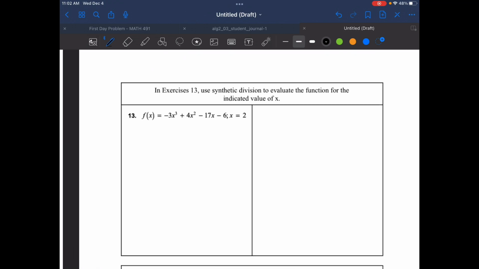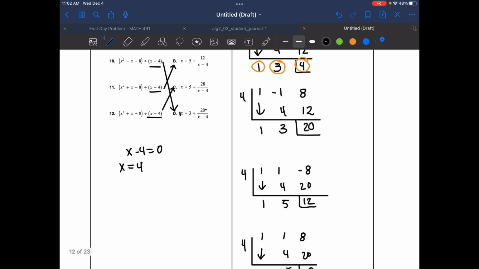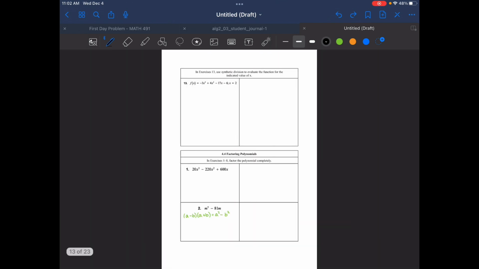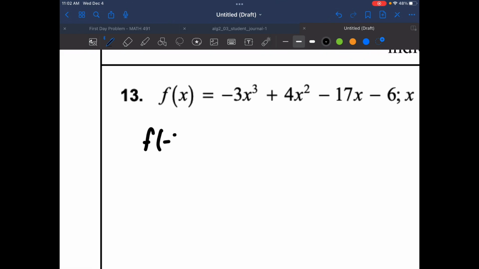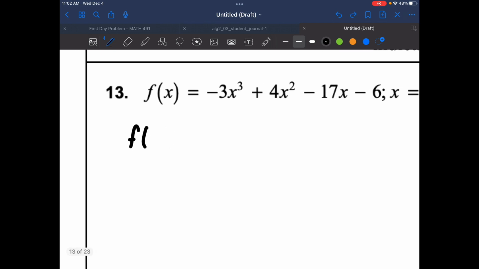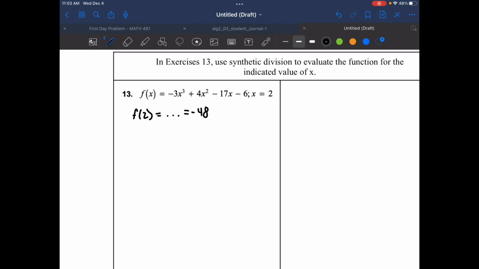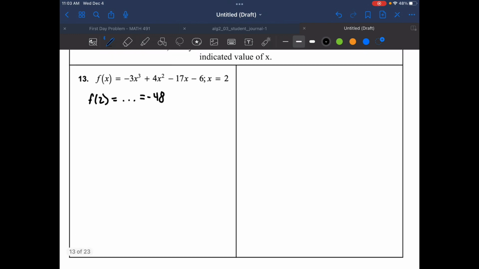Okay, let's go ahead and on this side, we're going to use synthetic division to evaluate the function at a given value. So typically we would say, all right, well, that would be f of negative 4, right? If I wanted to plug in 2, I'd plug it in, and I would do all the work, and then you would get something like negative 48, right? Just like we did in 4.1, right? Instead, we're going to use synthetic division to solve it for us, okay?